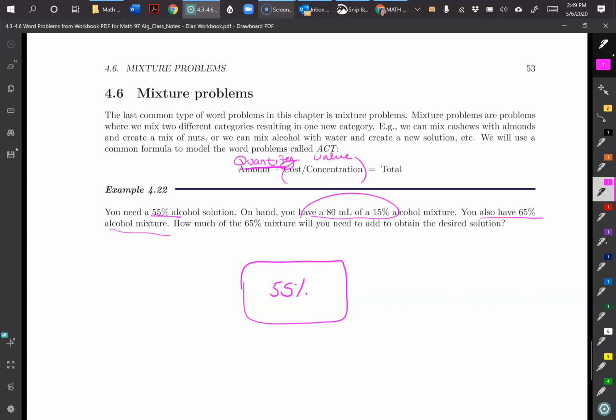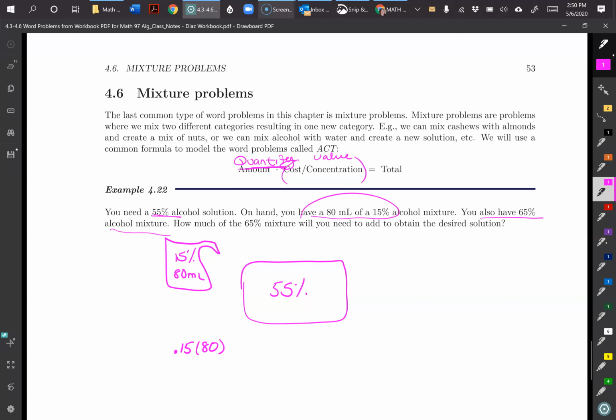So we're taking 80 milliliters of the 15%. So that's like in this beaker, it's my little drawing there. It's 15% and it's 80 milliliters. Okay, and together that will have a total of 0.15 times 80 milliliters.